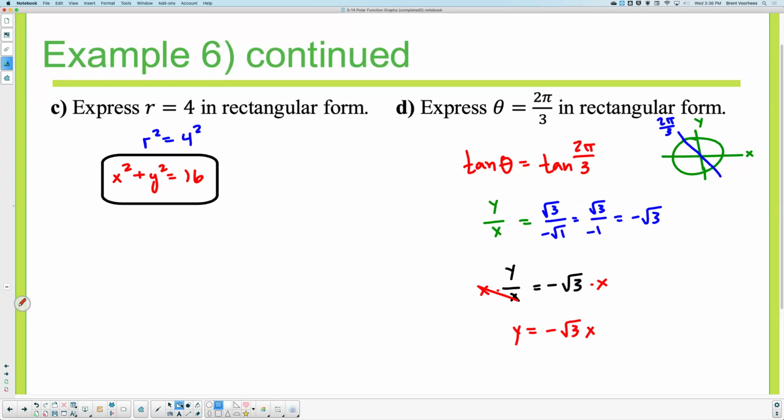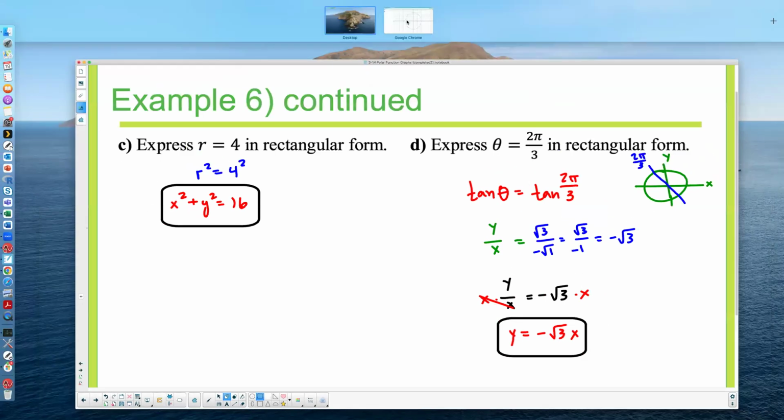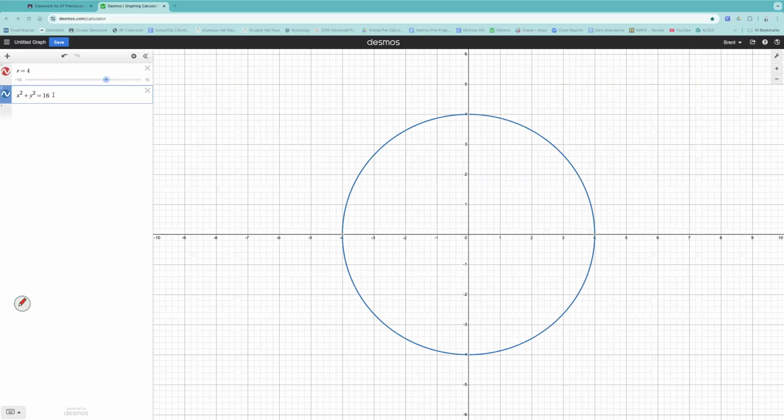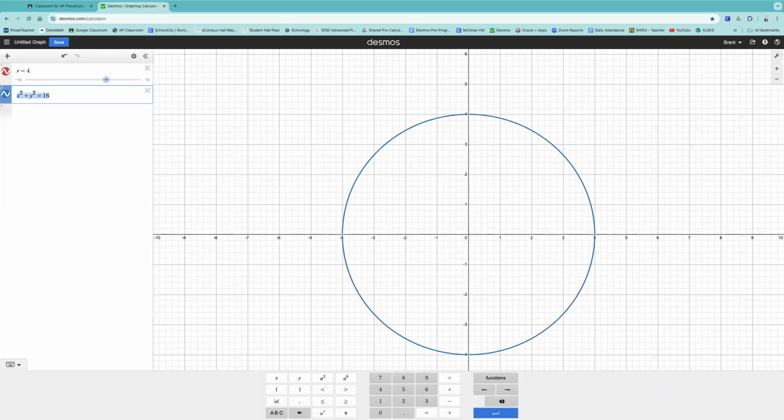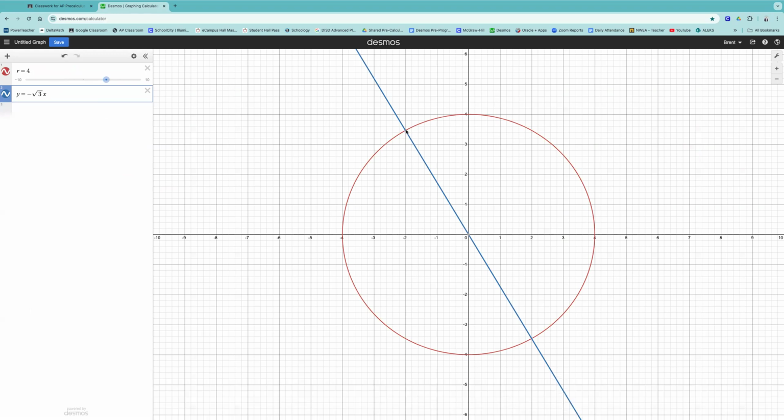As I mentioned, tangent is the slope. It was a negative slope. That's the negative slope right there, negative square root of 3. I don't think Desmos will graph theta equals 2 pi over 3. You should know that one though, but I will graph y equals negative square root 3 x. Notice that would go right through where 2 pi over 3 is located right there. That should be where the 2 pi over 3 is located.